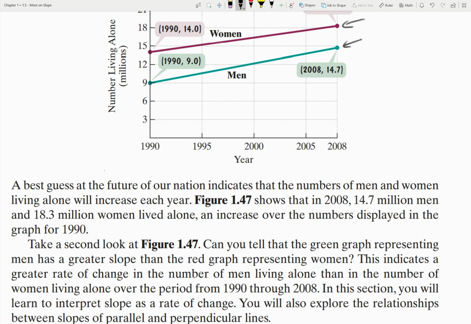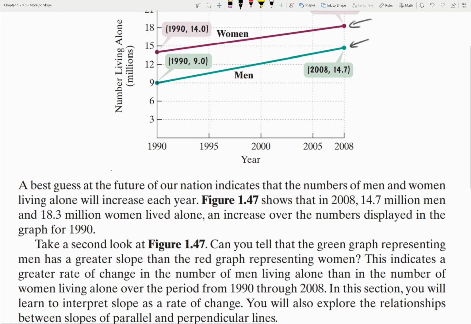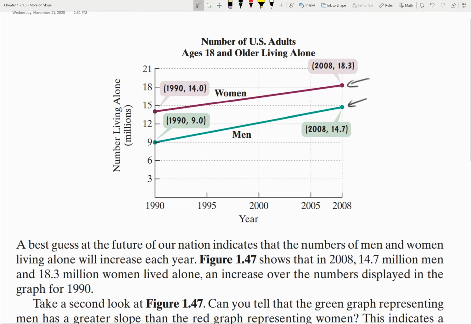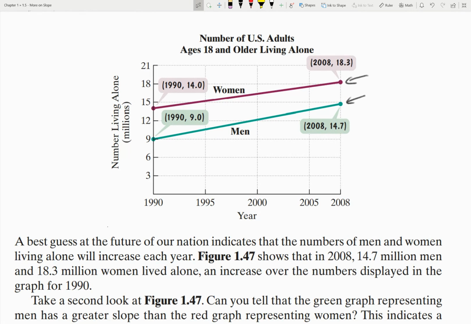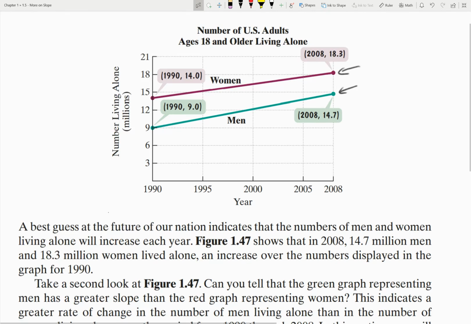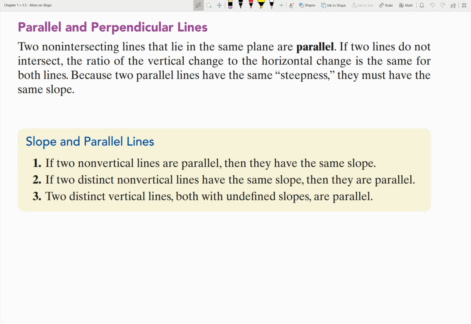And that's kind of what we're going to do in this section, is not just calculate slope, but use slope to help us analyze different things, okay? But first, before we get to the word problems, before we get to analyzing graphs, let's talk about how to find parallel and perpendicular lines.